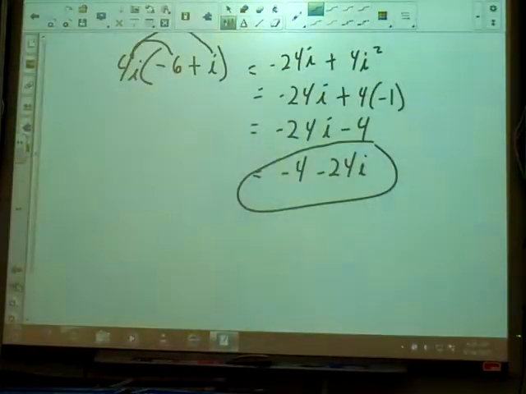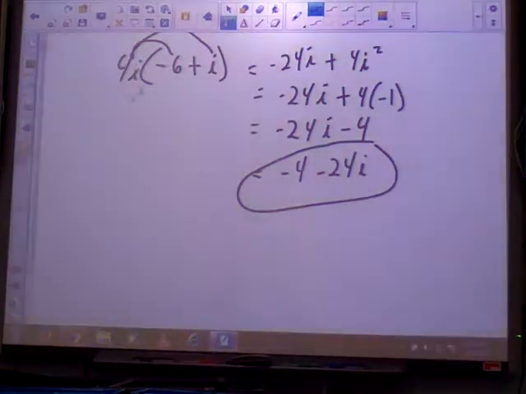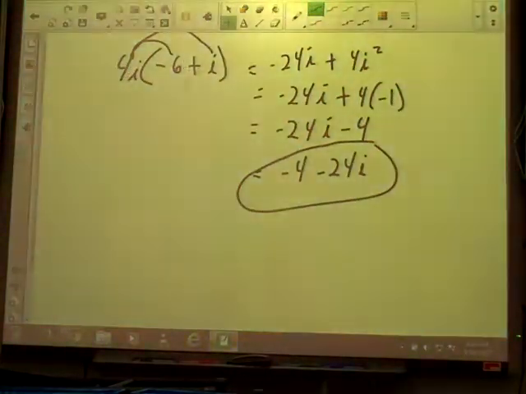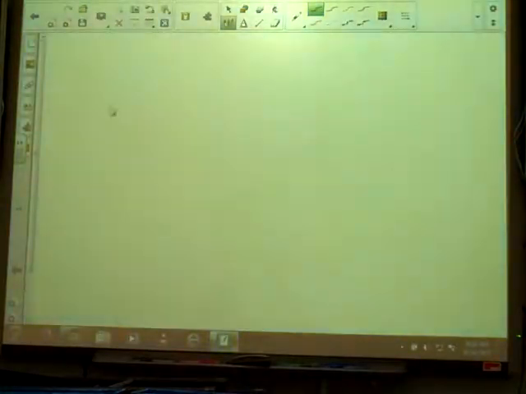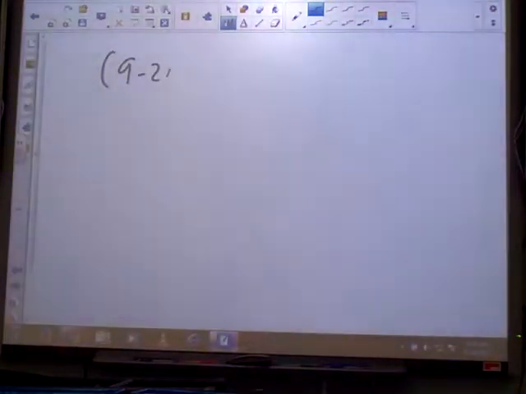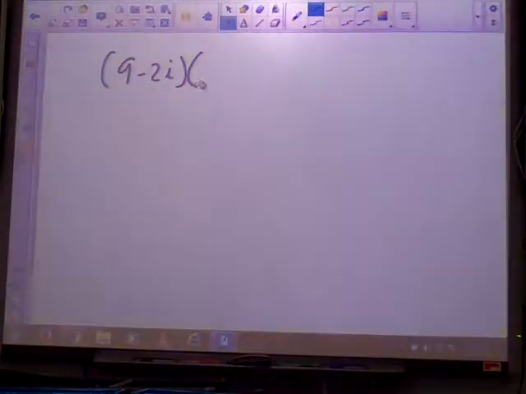All right, check this out now. By the way, look back at this problem. This was a monomial times a binomial. Y'all remember those terms? One term times two. Now we're going to do a binomial times a binomial. I got 9 minus 2i times negative 4 plus 7i.